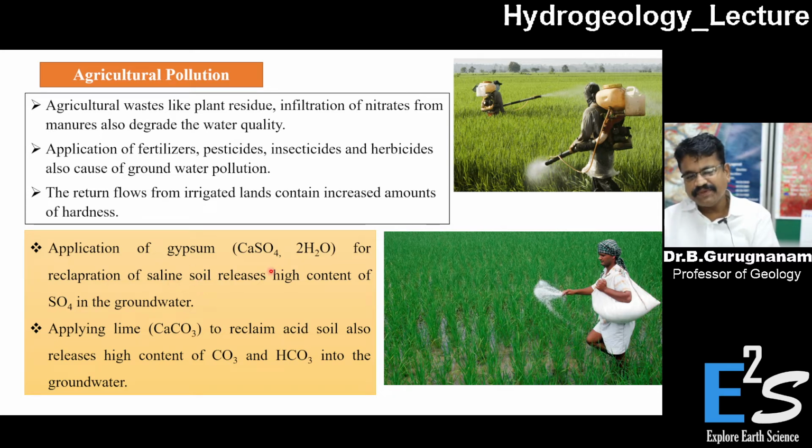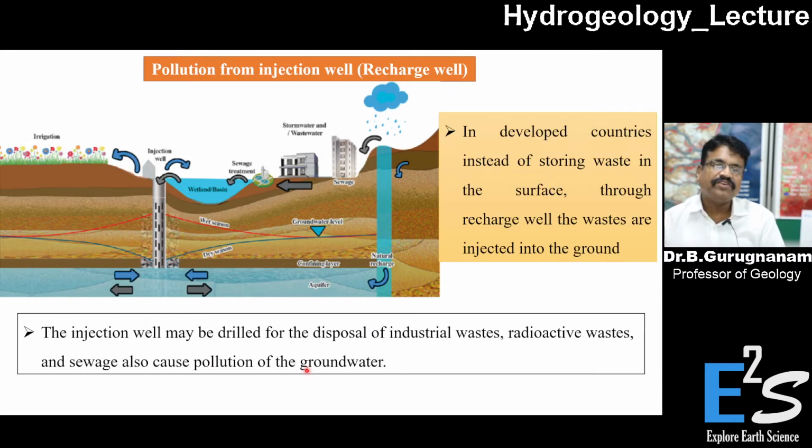Application of gypsum, calcium sulfate plus water, for reclamation of saline soil releases a high content of sulfate into the groundwater system. Applying lime, CaCO3, to reclaim acid soil also releases a high content of carbonate and bicarbonate into the groundwater system. This is how the water gets contaminated by using various fertilizers.